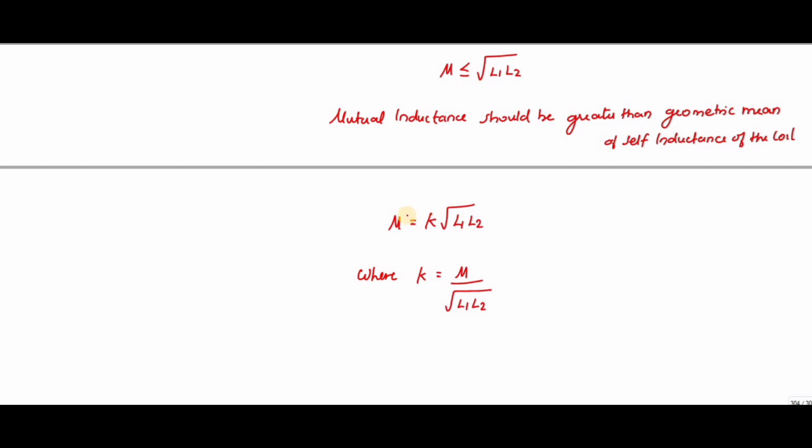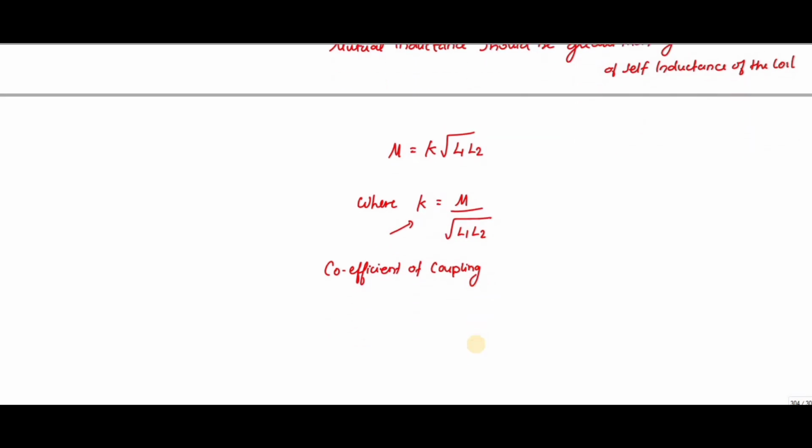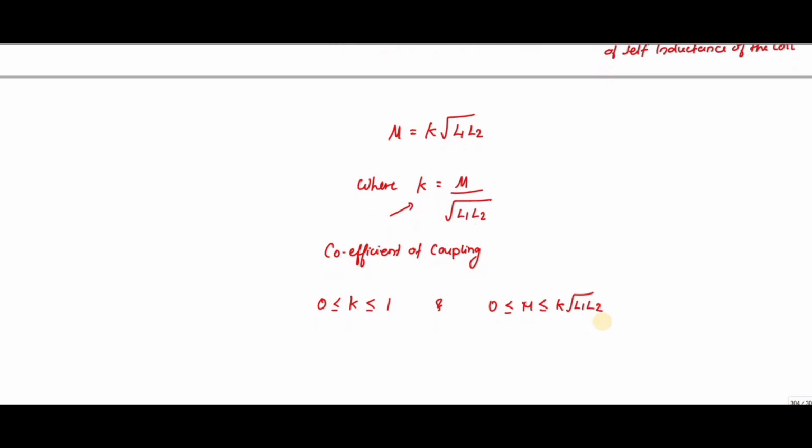This K represents the coefficient of coupling. The K value ranges from 0 to 1, whereas the M value ranges from 0 to L1 or L2. So this K is the coefficient of coupling.